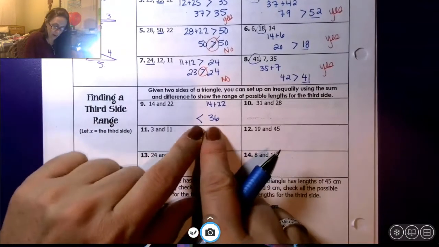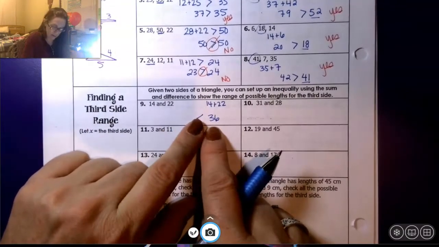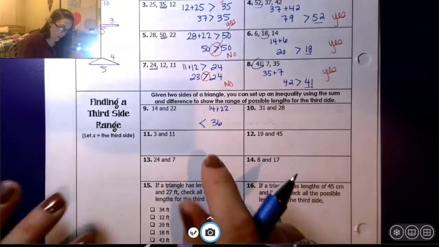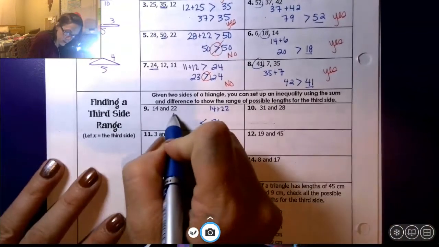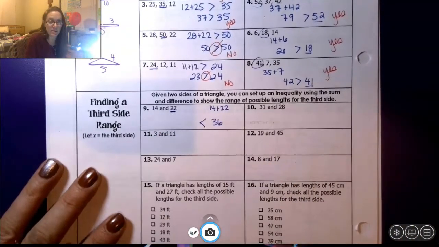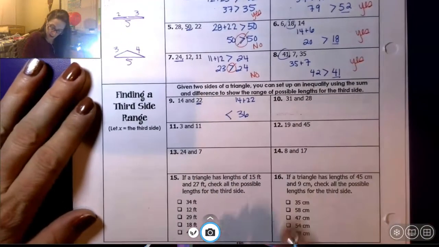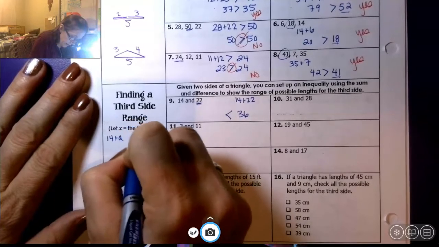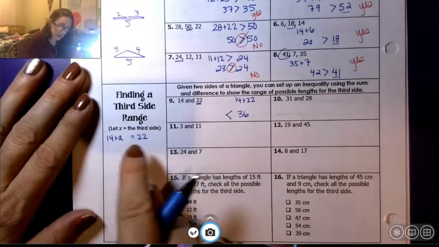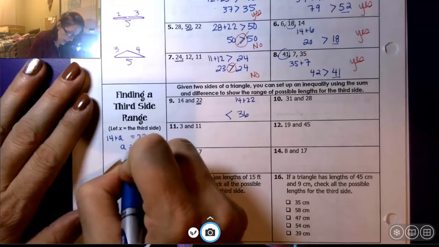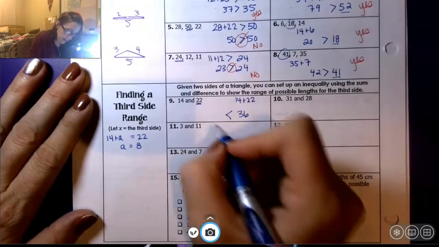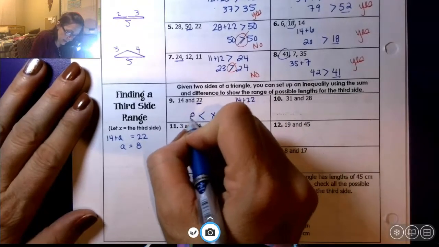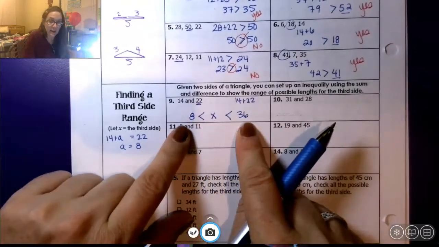So this would have to be less than 36, because that would be the largest side. You want it less than that number. But 22 could be the largest side. So if 22 is the largest side, I would have something like 14 plus a equals 22. Well, if this is the case, when we subtract 14, I get a equals 8. That means that the missing side has to be between 36 and 8.